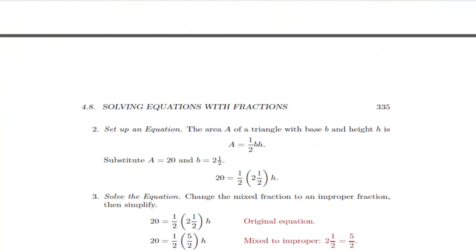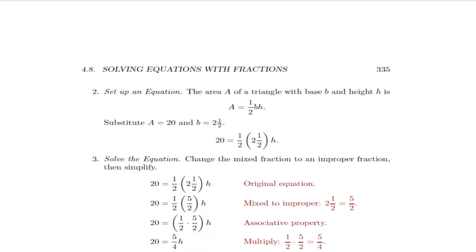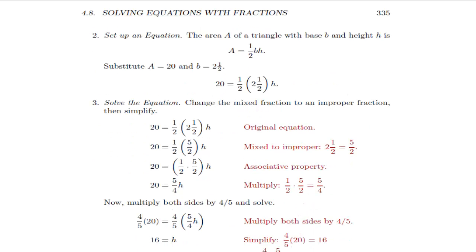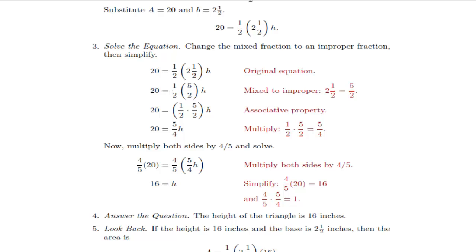2. Set up the equation. The area of a triangle with base b and height h is A equals 1/2 the base times the height. Substitute A equals 20 for the area and b equals 2.5 inches for the base, to get 20 equals 1/2 times 2 and 1/2 times h. Solve the equation. Change the mixed fraction to an improper fraction, then simplify. 2 and 1/2 is equivalent to the improper fraction 5 over 2. 1/2 times 5 over 2 is 5 over 4. So we have the equation 20 equals 5 over 4 times h.